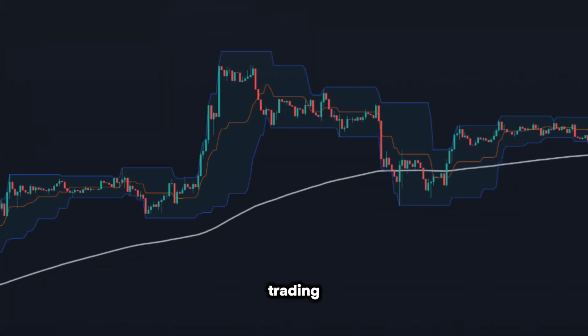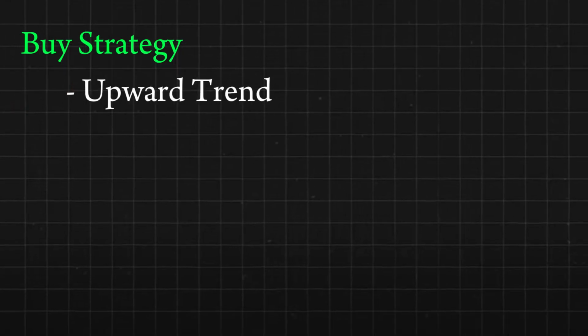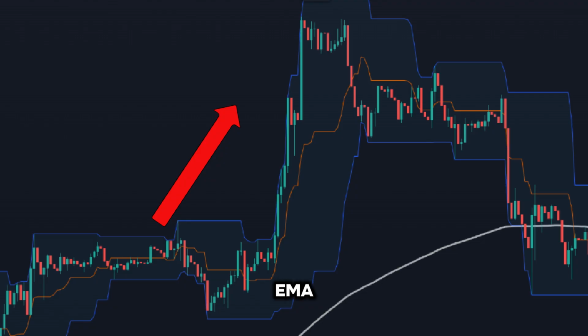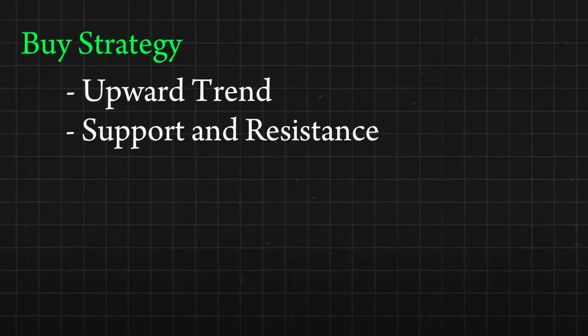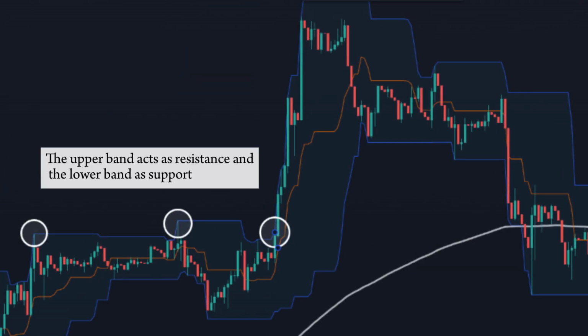Donchian Channels trading strategies, buy signal strategy. For this strategy, I will use the 200 EMA, which is commonly used to identify long-term trends. Upward trend, if the price is above the 200 EMA. Support and resistance. The upper band acts as resistance and the lower band as support.